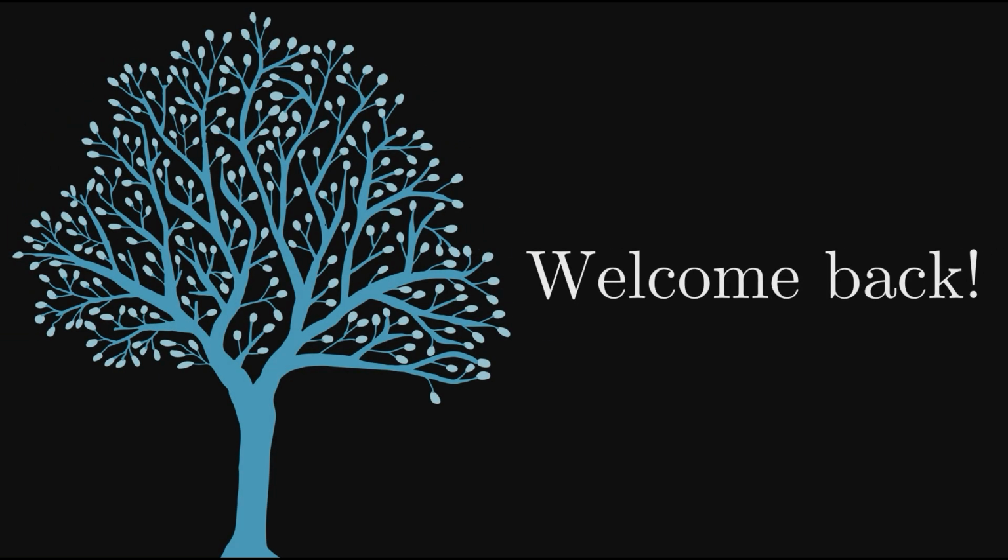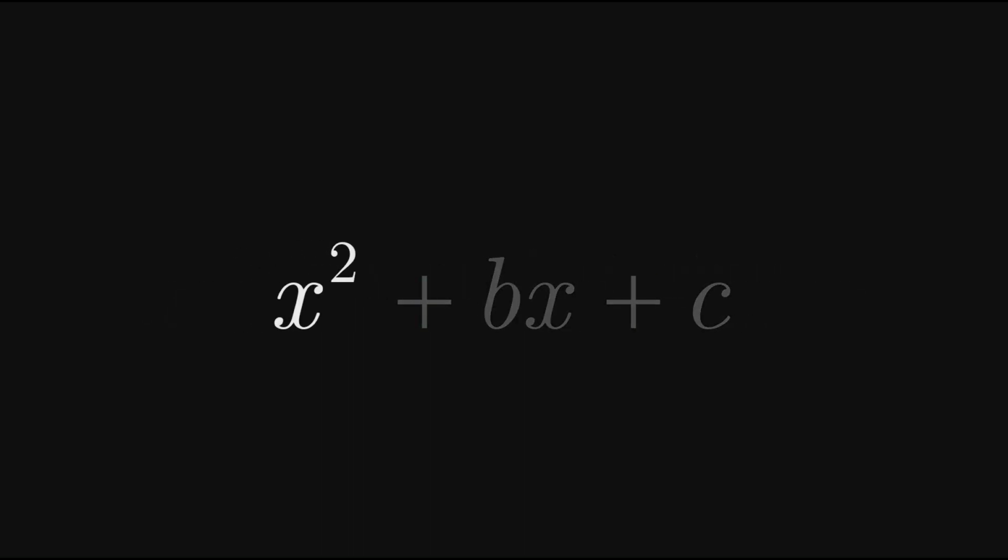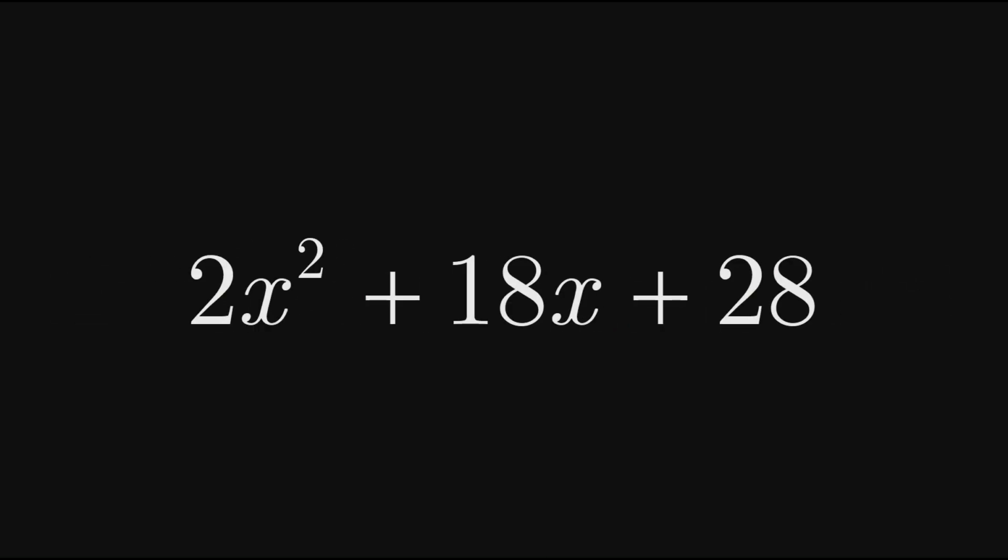Welcome back. In this video, we're going to combine what we've seen in the previous two videos. Specifically, we're going to factor expressions that involve both common factoring and factoring trinomials of the form 1x squared plus something times x plus a constant. Let's dive right into our first example and factor 2x squared plus 18x plus 28.